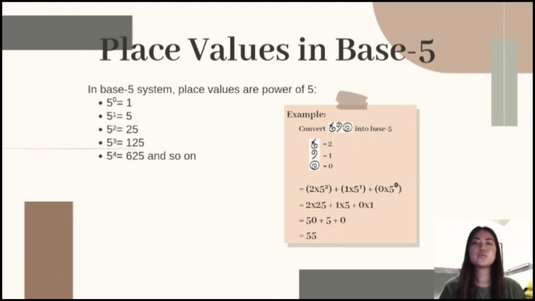Since we have 3 digits, we start with the power of 2: 2 times 5 to the second power, plus 1 times 5 to the power of 1, plus 0 times 5 to the power of 0. When we solve this, we get 2 times 25 equals 50, 1 times 5 equals 5, and 0 times 1 equals 0. Adding them all together gives us 55. Therefore, the ZADS number 210 is equal to 55 in our decimal system.